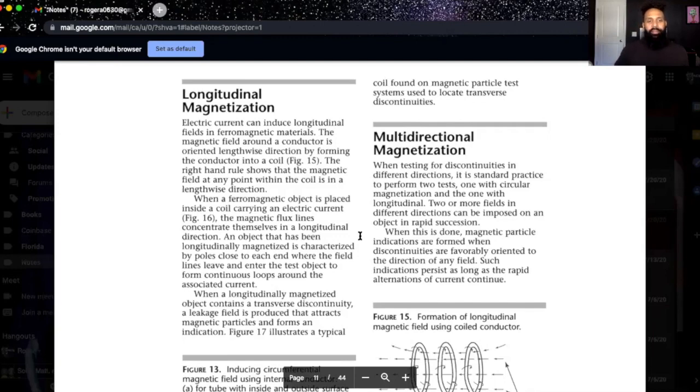When a ferromagnetic object is placed inside a coil carrying an electric current, the magnetic flux lines concentrate themselves in a longitudinal direction. An object that has been longitudinally magnetized is characterized by poles close to each end, where the field lines leave and enter the test object to form continuous loops around the associated current. When a longitudinally magnetized object contains a transverse discontinuity, a leakage field is produced that attracts magnetic particles and forms an indication. Figure 17 illustrates a typical coil found on magnetic particle test systems used to locate transverse discontinuities.